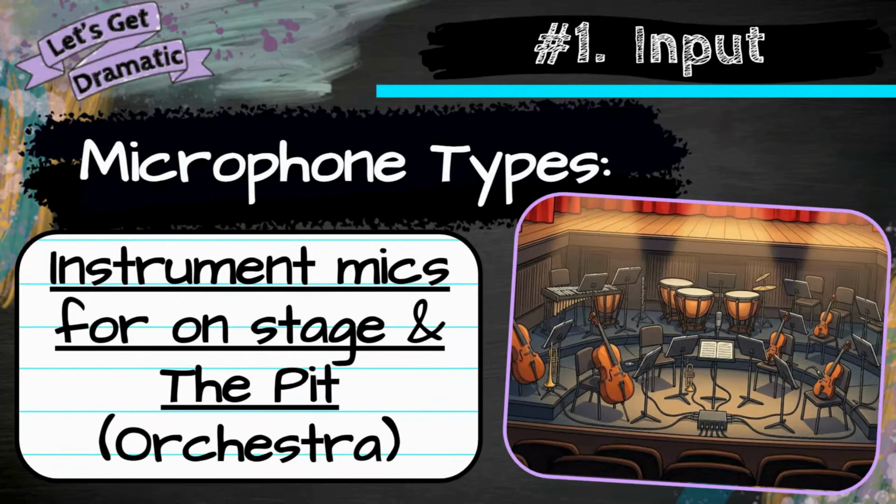Then we also have instrument mics for on stage and the pit or orchestra right over here. And they're mics that we would put on stands and aim at the instruments to amplify instruments from the orchestra to the audience, especially instruments that are a little bit quieter or we don't have as many people in the pit as we would need for balancing the audio live.